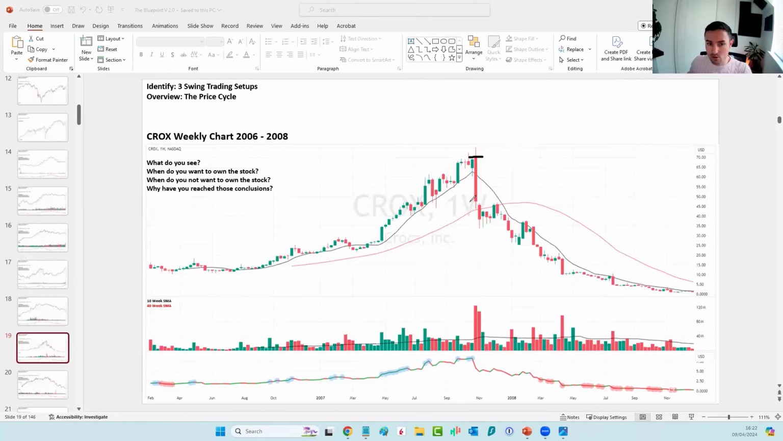But if you're asking yourself the question, what does it look like when institutions are rushing for the exits? Not just mildly exiting positions, but rushing for the exits in a hurry. That is what it looked like. This is what I call bearish synchronicity. It's the highest volume bar on the weekly chart ever for Crocs. And what did the price do? And what do you deduce from that?